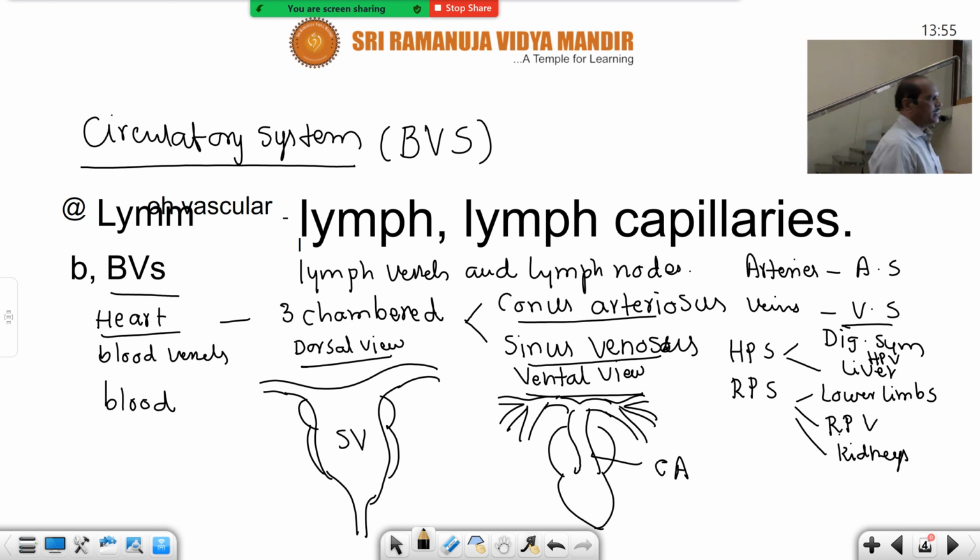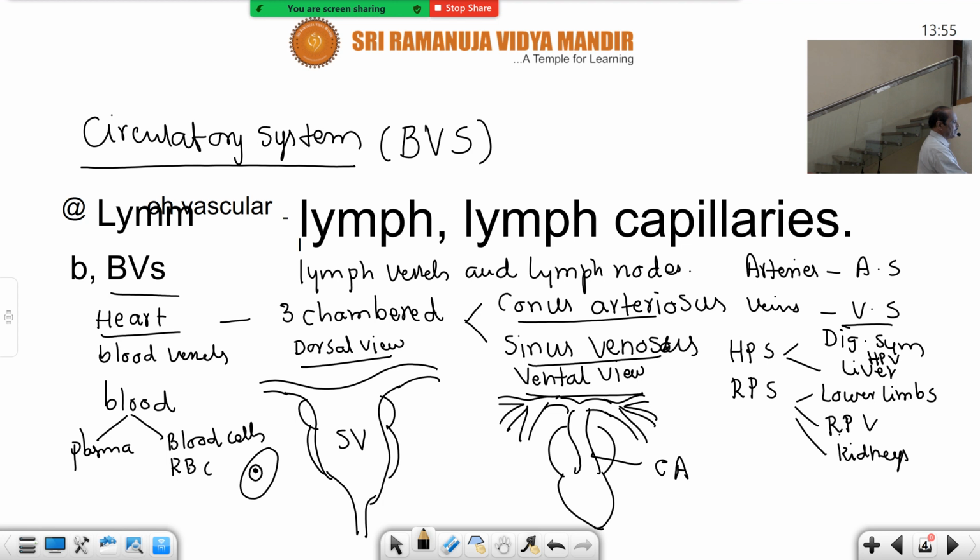In all vertebrates, not only frogs, except man, RPS is absent. Renal portal system is absent. Hepatic portal system is present in man. Okay, so this is about the blood vessels. And then blood. The blood is divided into plasma and blood cells, the formed elements. Blood cells again, what are they? RBC, oval nucleated biconvex RBC, and WBC, and lastly thrombocytes. Thrombocytes are also called platelets.